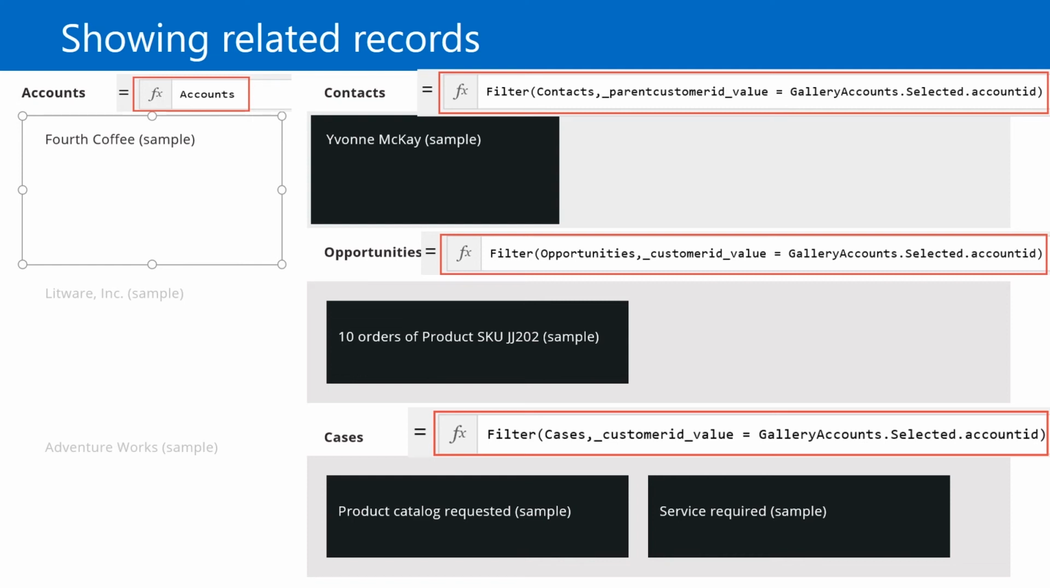Now the nice thing about PowerApps is it will react to this real time. So the list of contacts that I'll show as I click from fourth copy to litware will dynamically adjust, because as that selected value changes on the account ID, it will cause the query to be refiltered again for contacts, opportunities, and cases. Now I've done the same thing for opportunities, where I'm going after the opportunities and then customer ID value, and then same thing for cases. I'm going after the customer ID value and pulling back those records.